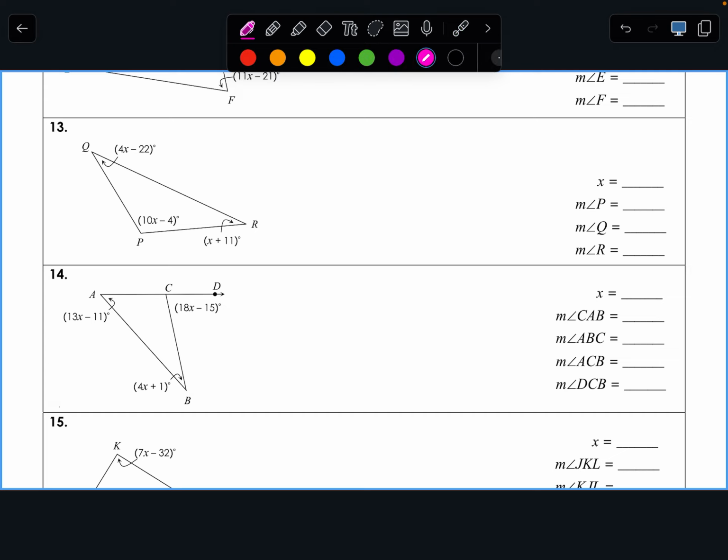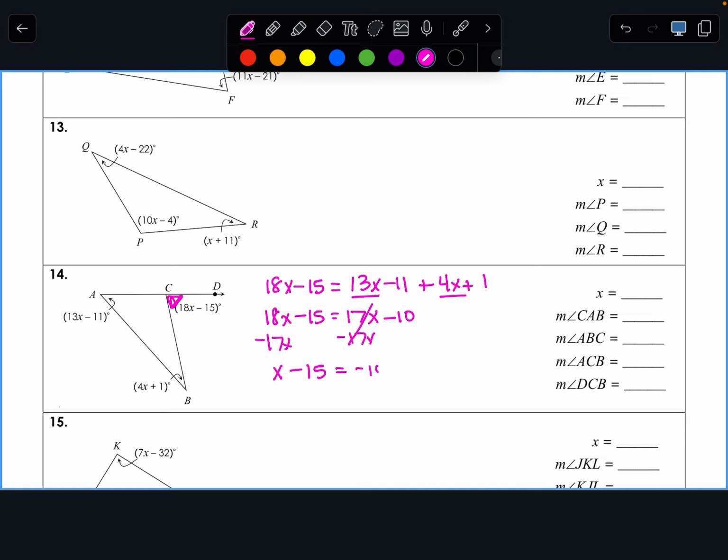So this is an exterior angle. So that means that 18x minus 15 equals the other two: 13x minus 11 plus 4x plus 1. Combine like terms first. 18x minus 15 equals 17x minus 10. Subtract 17x from both sides. x minus 15 equals negative 10, plus 15, plus 15, x equals 5.